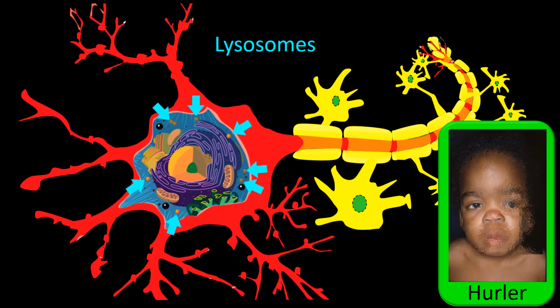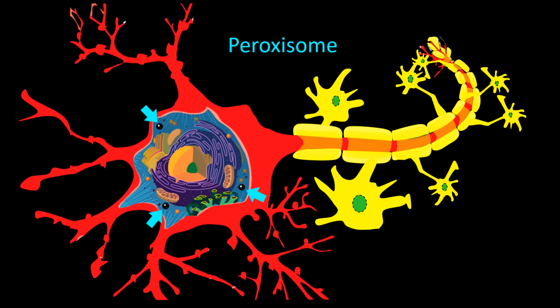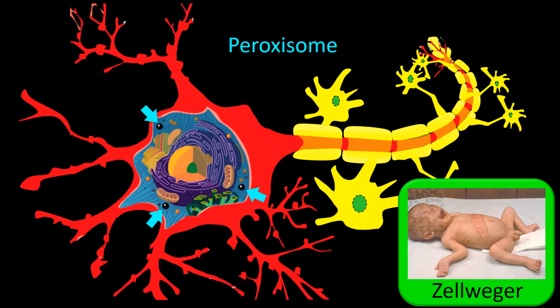Lysosomal dysfunction produces Hurler disease, characterized among other things by coarse facies, cloudy corneas, mental retardation, and abnormal looking vertebrae. These vertebrae are called fish mouth vertebrae. In addition, we have in the neuron peroxisomes. These organelles are in charge of catabolizing multiple substances, including very long-chain fatty acids. Their dysfunction leads to a condition called Zellweger.